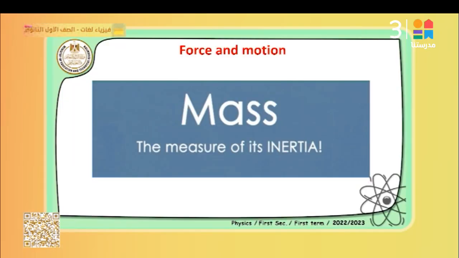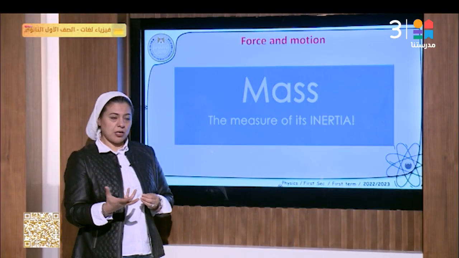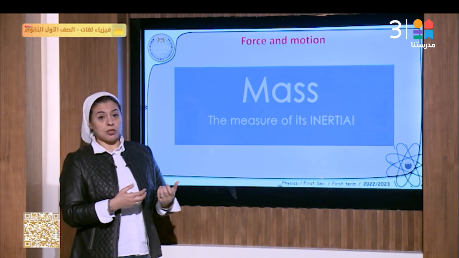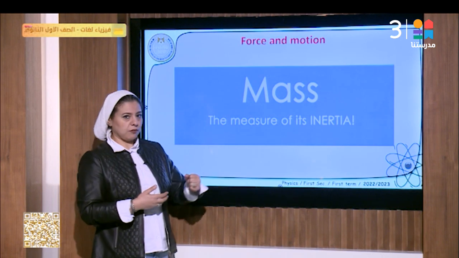Which means mass is the measure of inertia. The mass is an indicator or a measure of the inertia of the object. The more the mass increases, the more the inertia of the object increases, which means I need more force to change the state of this object.